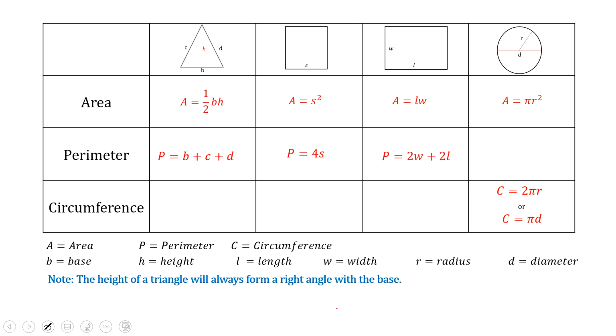And then these ones here were circumference, square, rectangle. We don't care about their circumference. And always remember, when we're talking about triangles, the height of a triangle is going to form a right angle with the base. You'll actually learn about that next unit as well, the definitive answer of why that is.